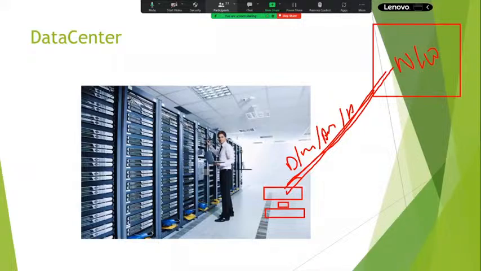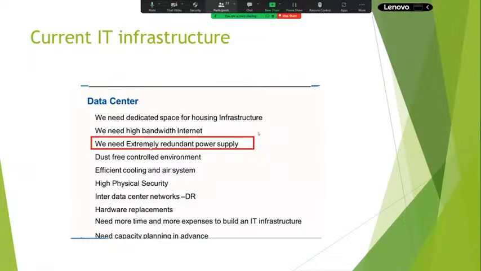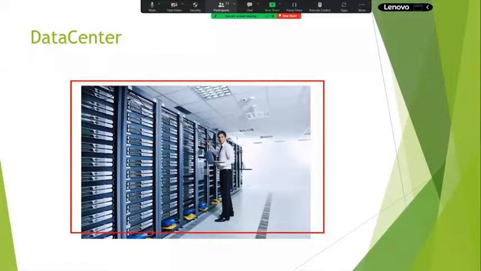Next, we need redundant power supply. Redundant power supply in the sense, to run this data center, we need electricity. If there is no electricity, then we should be able to run this data center with a battery or generator. Again, that is cost, right?